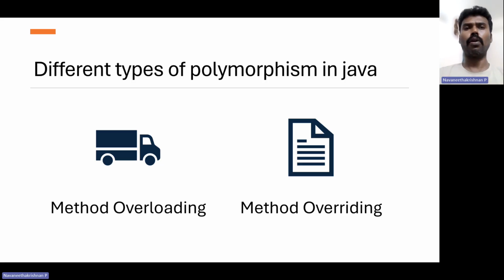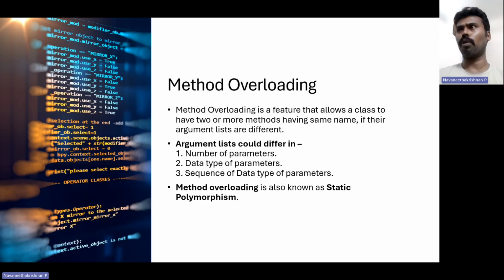When I say overloading, say in a class there is a method, and the same method is being overloaded. How can I overload? By changing the number of arguments, we can overload the method. And if we change the return type of the method, we refer to that also as overloading.